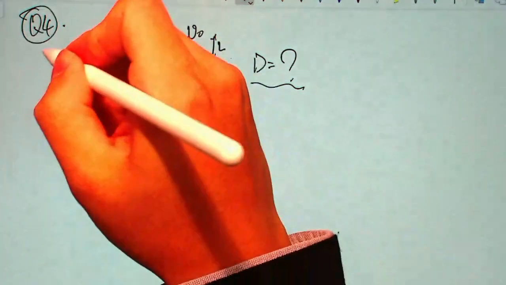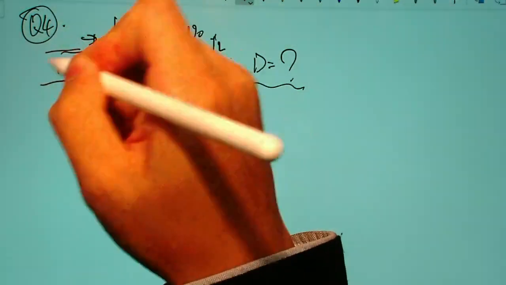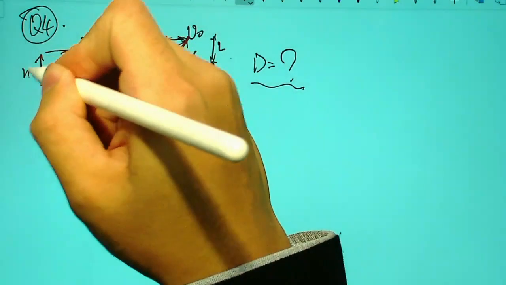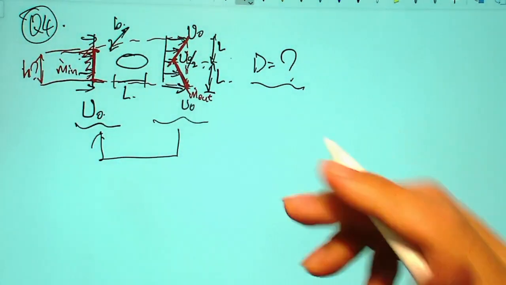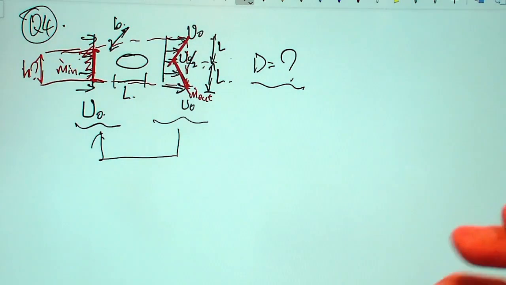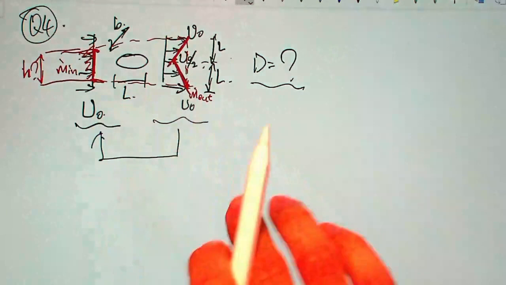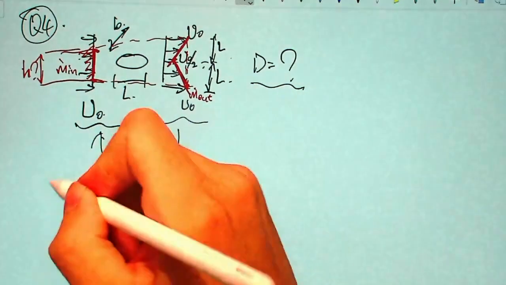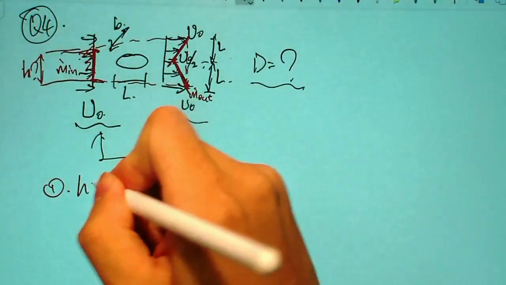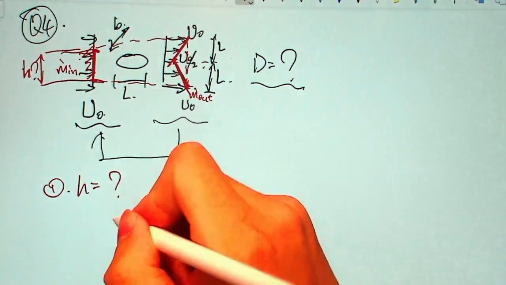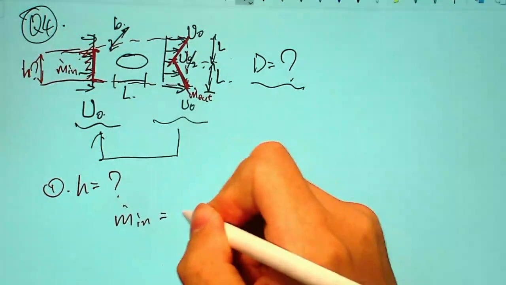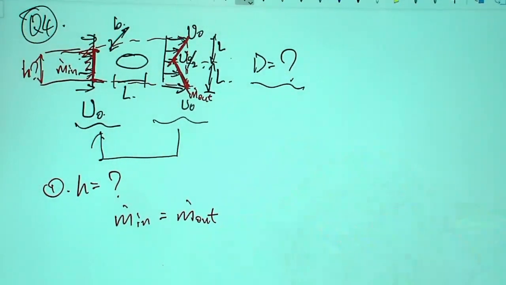So then a question comes to us: what is the height of the inlet? It's no longer B2L, because we definitely have a smaller inlet to ensure mass conservation. We define the inlet height as H. So what is H? First, we want to calculate H. Here we apply mass conservation: mass in must equal mass out.